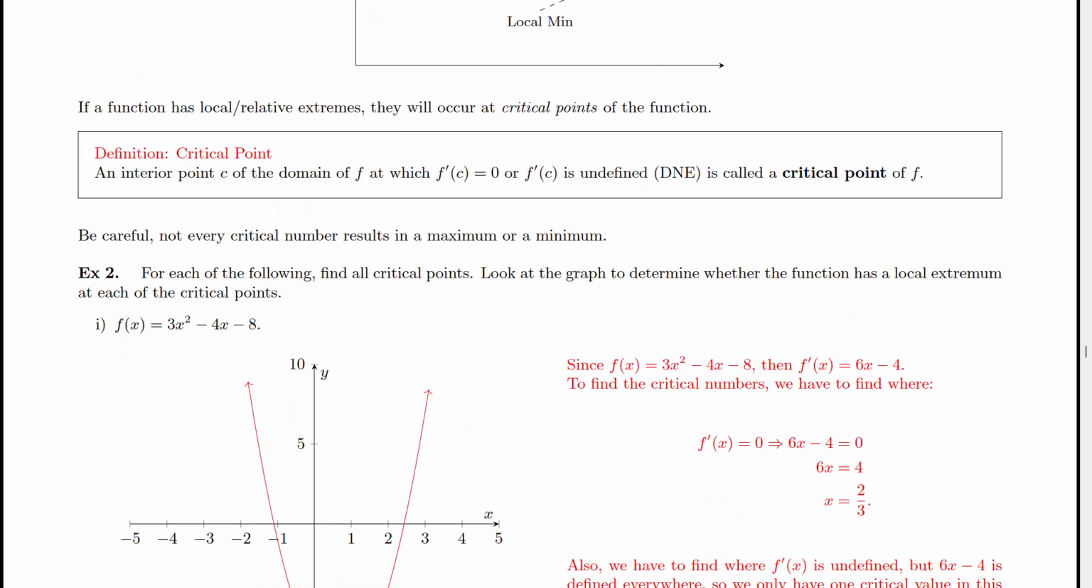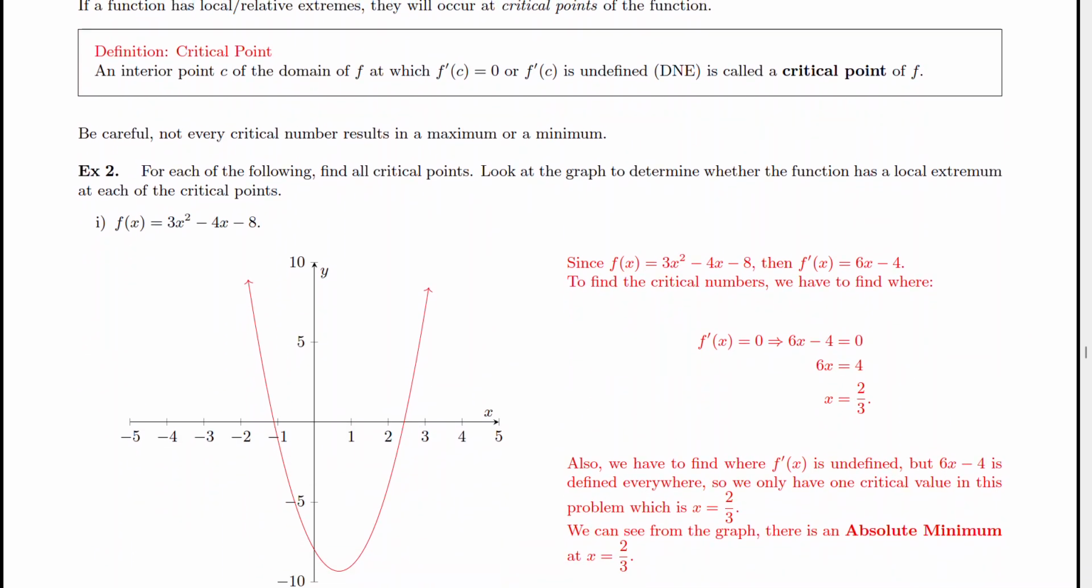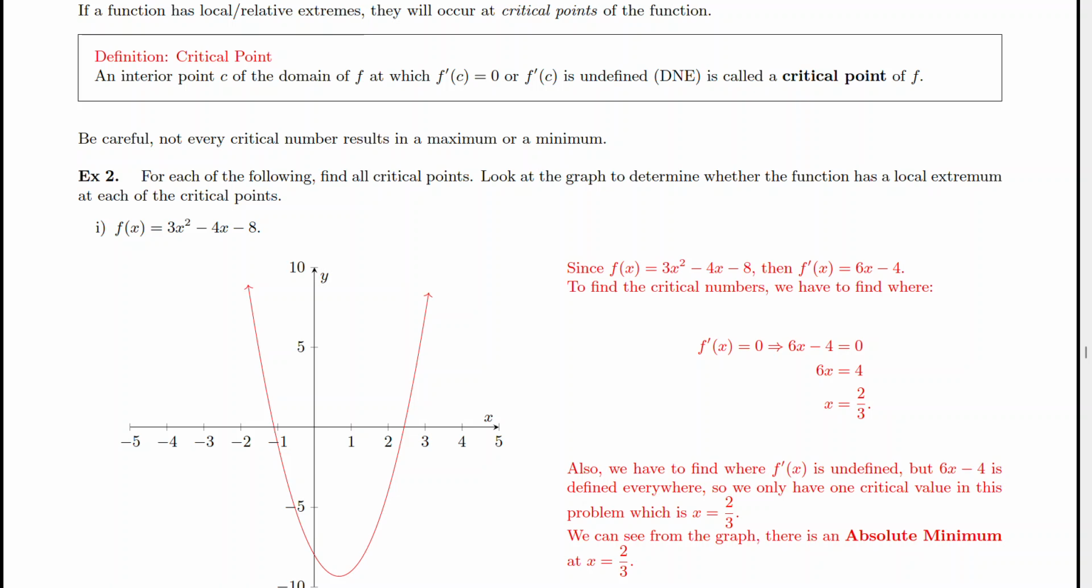Now, we also need to know what critical points are because local minimums and local maximums typically occur at the critical points. So what is a critical point of a function f? So we say that a point c of the domain of f at which f prime of c is equal to 0, or f prime of c is undefined, is a critical point of the function. So critical points of some function f of x are the places where the derivative is equal to 0, or the places where the derivative is undefined.